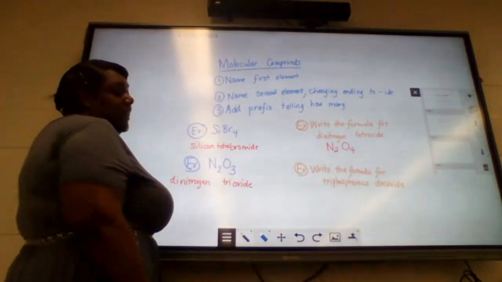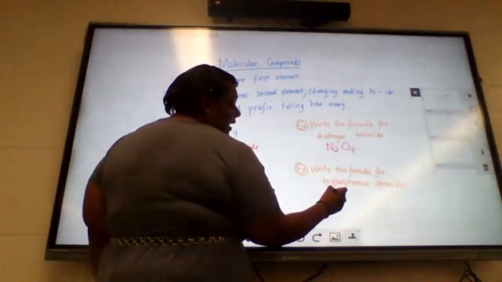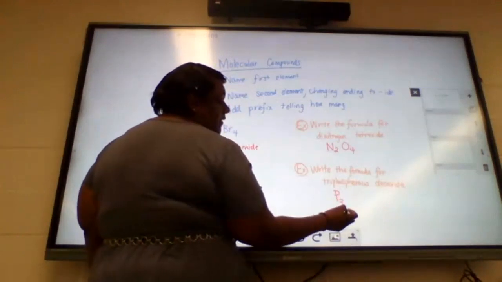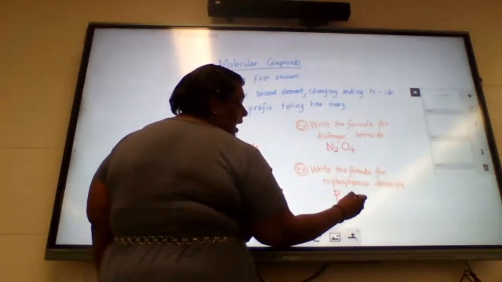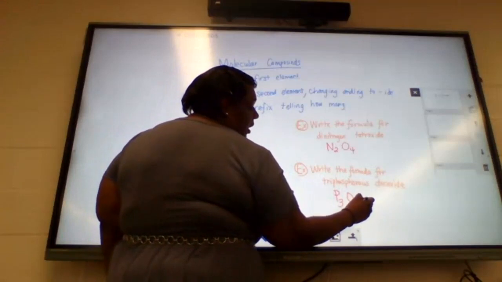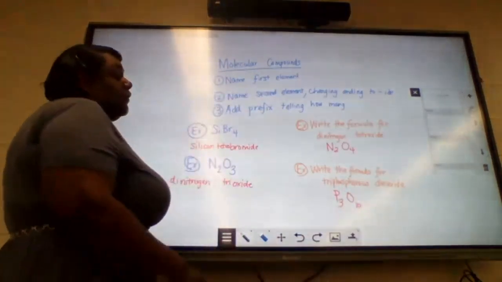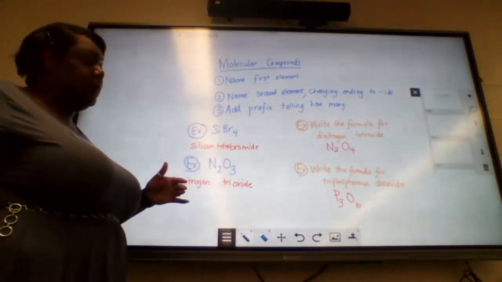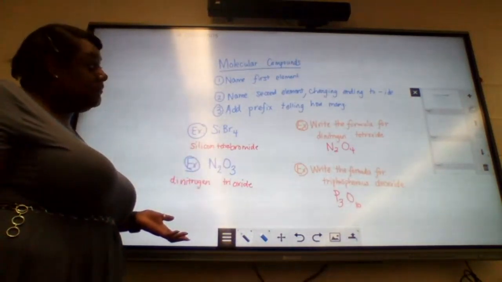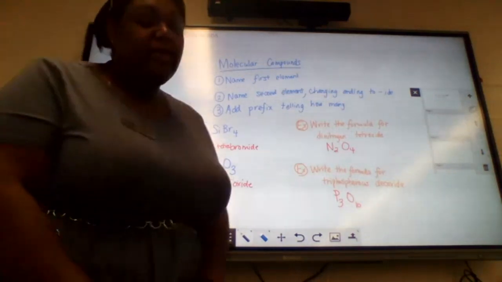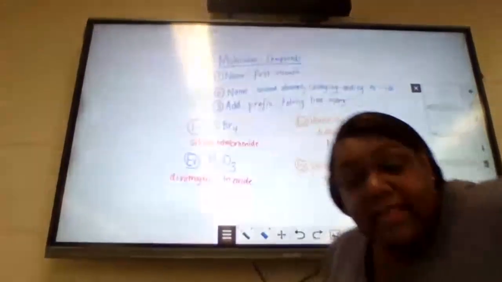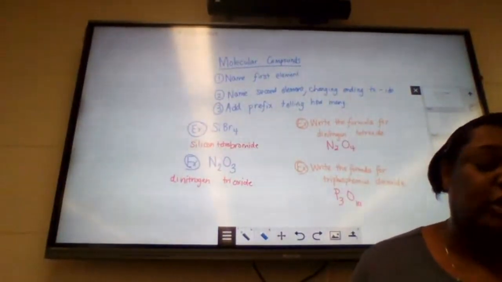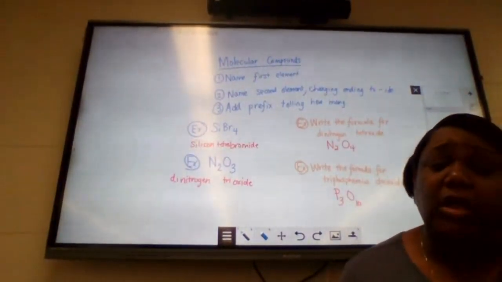And when I do the same thing for the last one, triphosphorus decoxide, phosphorus's symbol is P, tri means there are 3 of them, oxide is oxygen, dec means there are 10 of them, and so my formula for triphosphorus decoxide would be P3O10. Again, if you have any questions about these prefixes, they are listed in the review for the chapter so that you can go back and look at them.